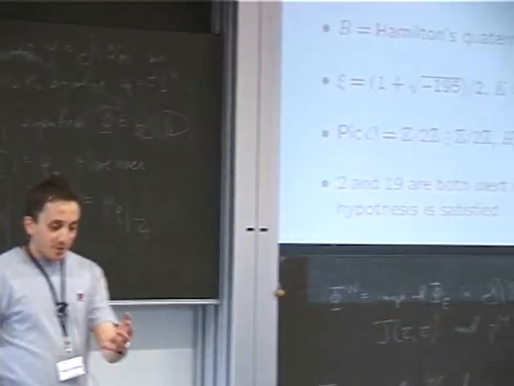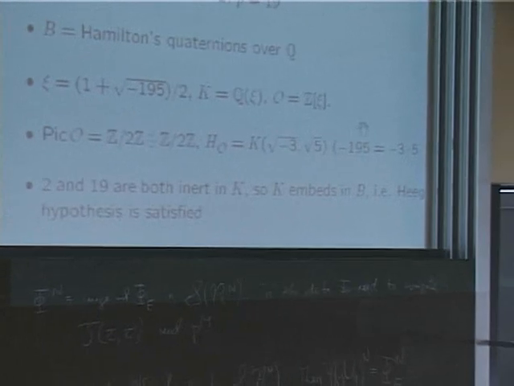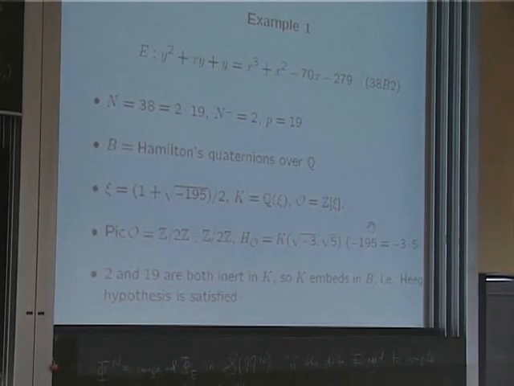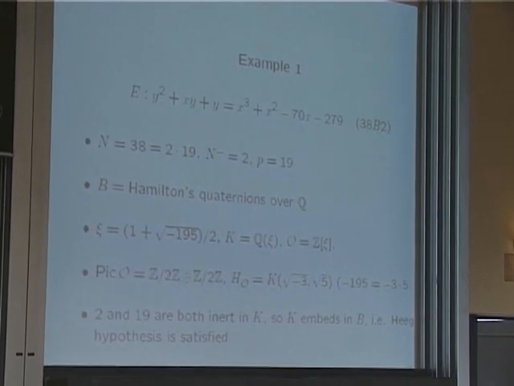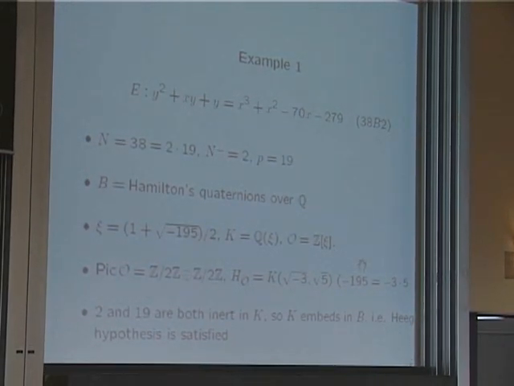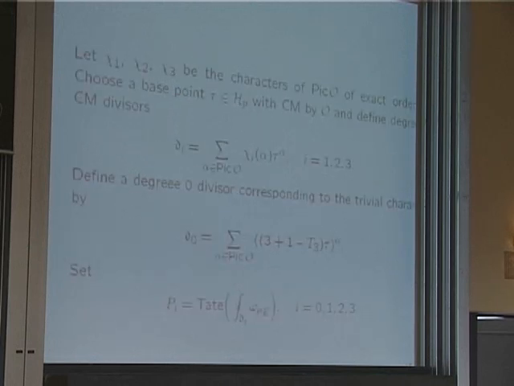Okay. So if we look at this elliptic curve 38b2 in Cremona's tables, then the quaternion algebra which comes into the picture is Hamilton's quaternions. If we take a particular CM field generated by the root of minus 195, this CM field satisfies the appropriate Heegner hypothesis, and we can define a whole bunch of degree 0 divisors which arise from order 2 characters of the class group of this imaginary quadratic field, and one corresponding to the trivial character, which I have to cheat to get by applying some sort of degree 0 element of the Hecke algebra.